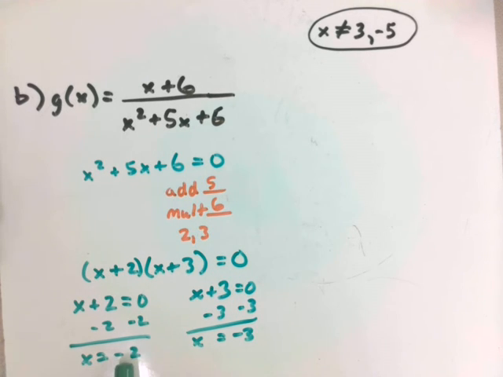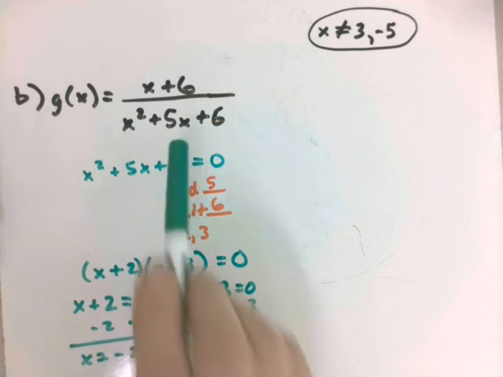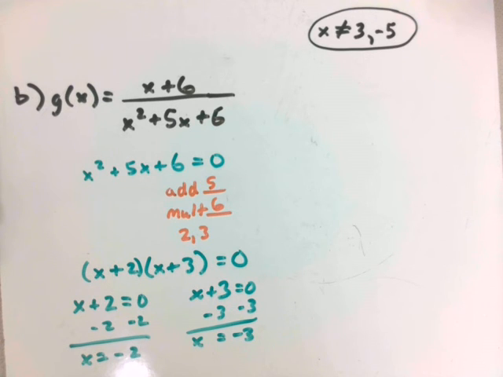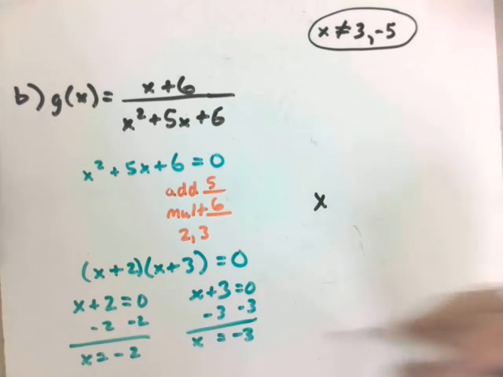So if you plug in a -2 in for the x's, you're going to get a 0 on the bottom, and that will give you an error. So -2 is not part of the domain, and neither is -3. So your final answer is all real numbers except -2 and -3.